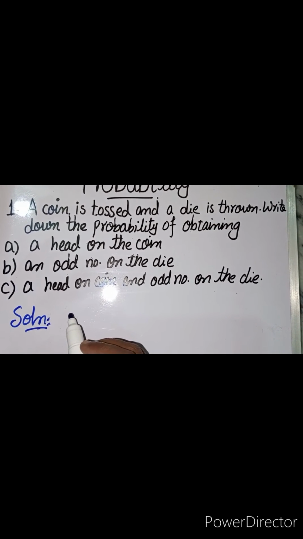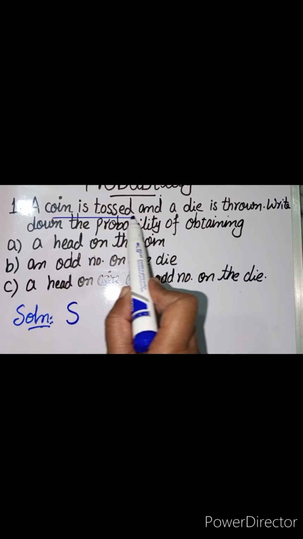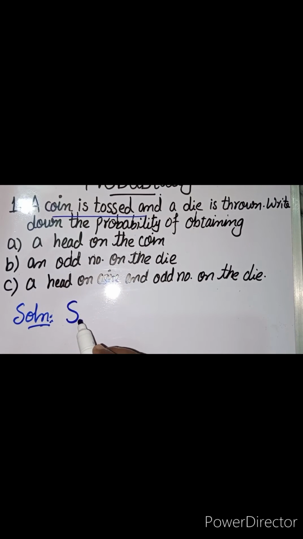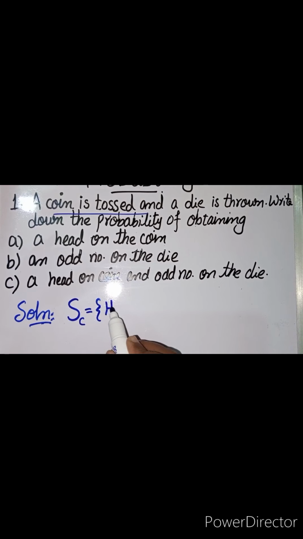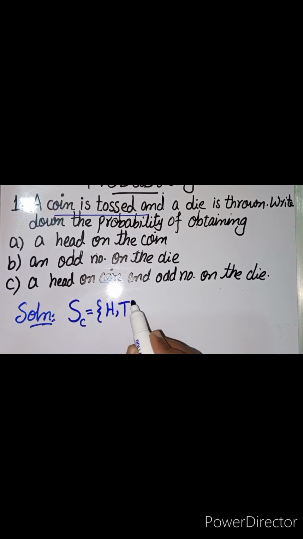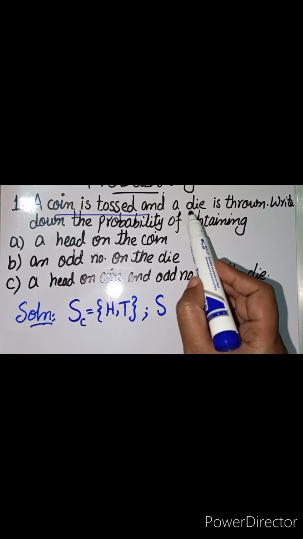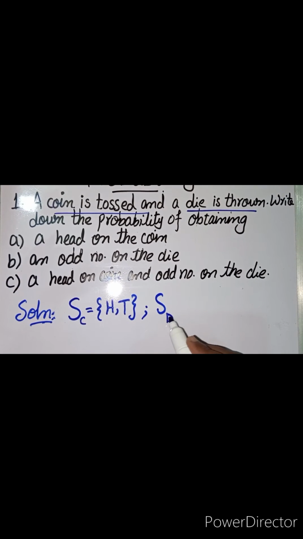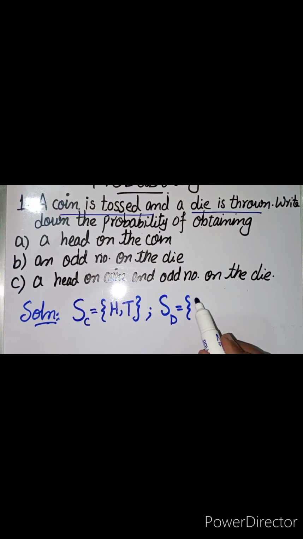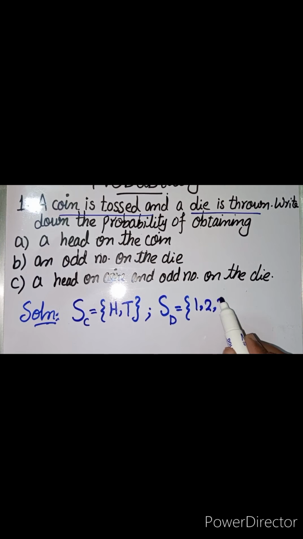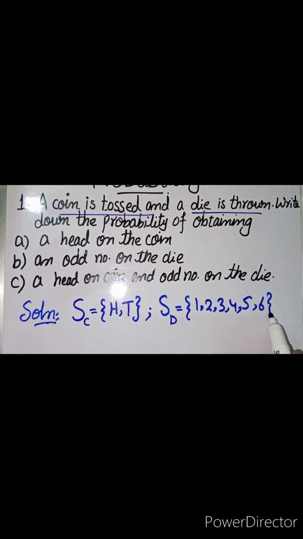First of all, we have to draw the sample space. Sample space for the first situation is a coin is tossed. Coin is tossed, so sample space is basically a total number of outcomes. So there are two outcomes, head or tail. Now draw the sample space for the second case, that is a die is thrown. So the sample space will be having six numbers that are 1, 2, 3, 4, 5 and 6.